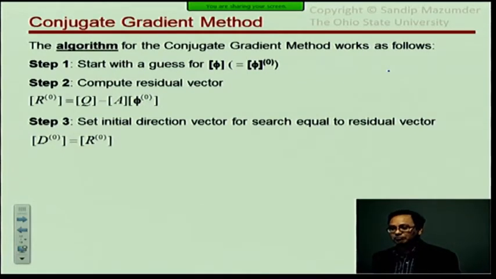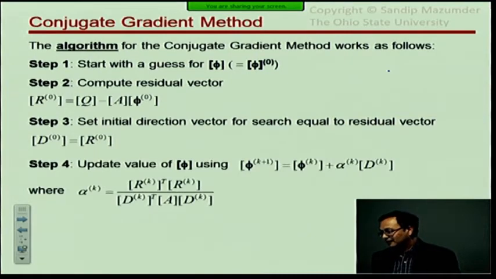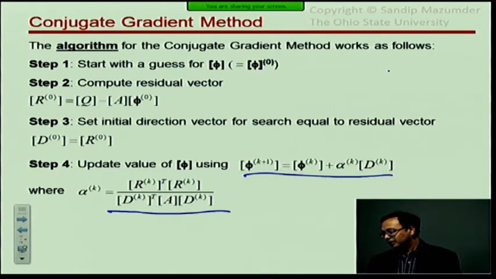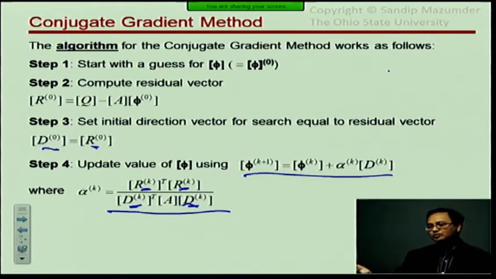Later on, you're going to update that in a different way, okay? And then you update your solution using this relationship here, where alpha is given by this, where notice that in the denominator, instead of R transpose times R, we have D transpose times D, okay? Now, very first iteration, D, of course, is equal to R, so therefore alpha, the very first iteration, will be the exact same as what you get for the method of steepest descent. Okay, so that 0.17 that we calculated for that example, that's what you're going to get.